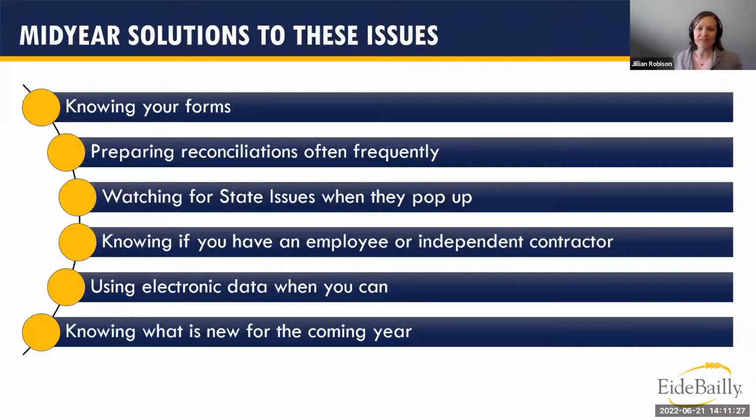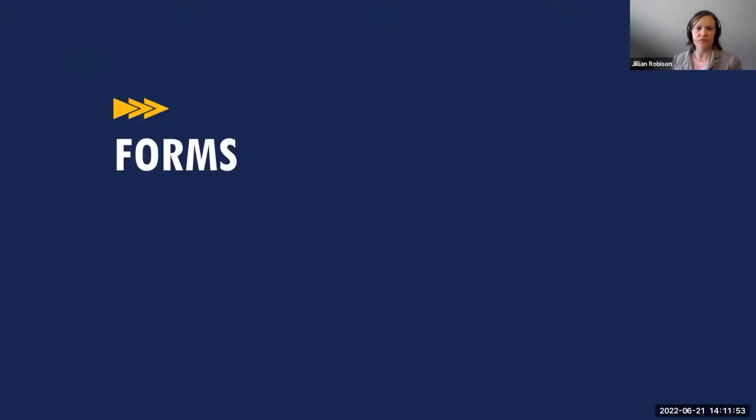So basically in our webinar now, we're just going to talk about the solutions to these problems. And the summary is: know your forms, then reconciliation, watching for state issues when they pop up versus having to scramble at the end of the year, knowing if you've got an independent contractor or an employee, using electronic data when you can, and then knowing what's coming for the upcoming year so that you don't miss something. So we'll start with forms.